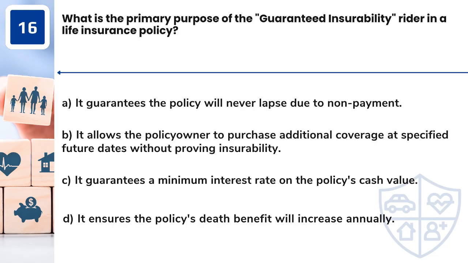Question 16. What is the primary purpose of the guaranteed insurability rider in a life insurance policy? A. It guarantees the policy will never lapse due to non-payment. B. It allows the policy owner to purchase additional coverage at specified future dates without proving insurability. C. It guarantees a minimum interest rate on the policy's cash value. D. It ensures the policy's death benefit will increase annually.